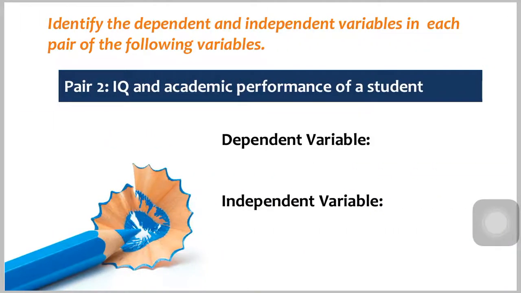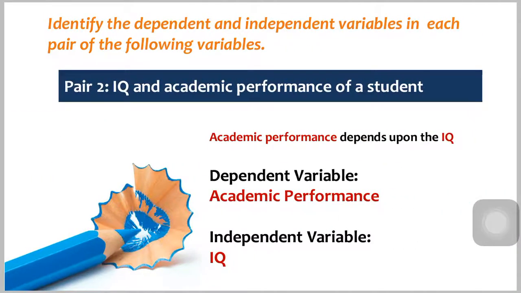Second, IQ and academic performance of a student. This can be rephrased as academic performance depends upon the IQ. So the academic performance is a dependent variable, while IQ is the independent variable.